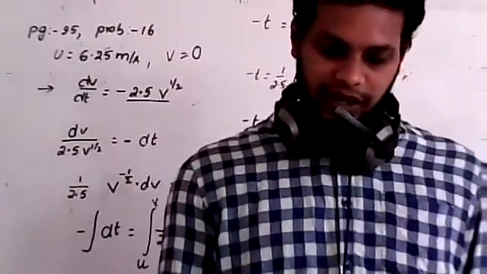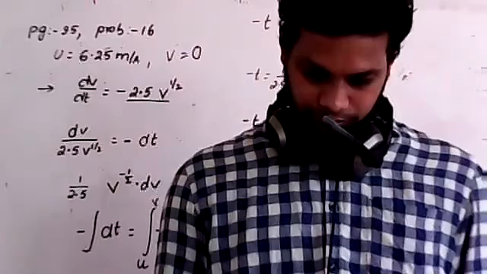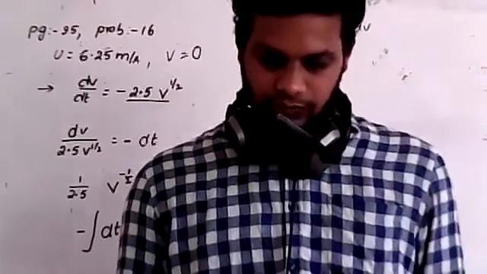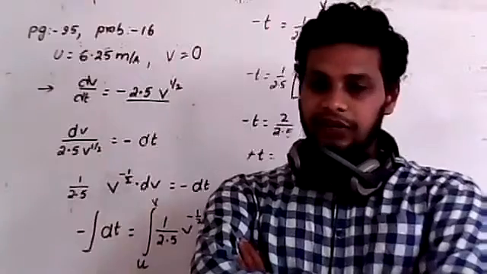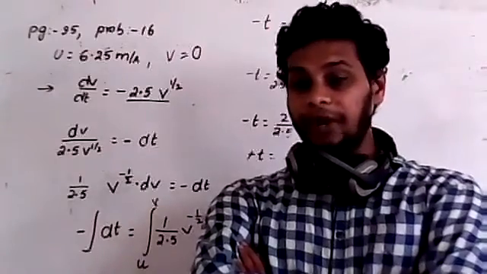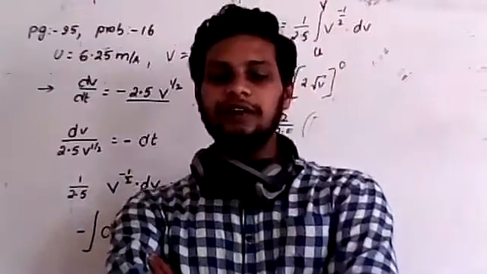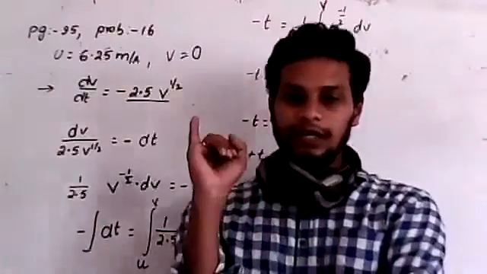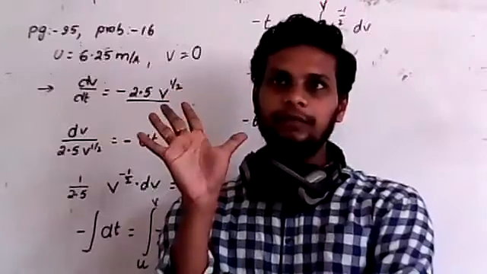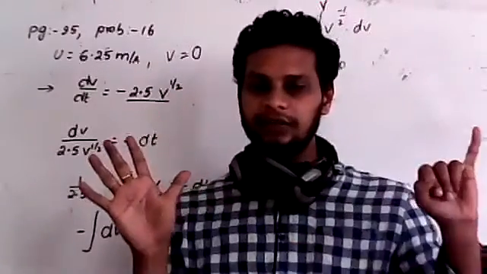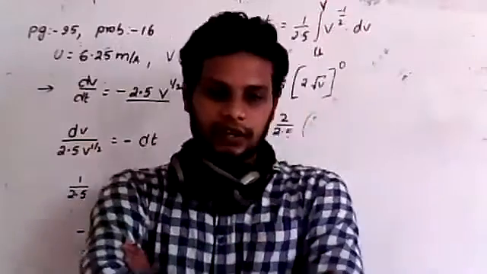Now, second question. Remember, temperature is a scalar quantity. Why? Because temperature is a fundamental quantity. What are the 7 fundamental quantities? Length, mass, time, electric current, thermodynamic temperature, luminous intensity, amount of substance. Therefore, these 7 are scalars.